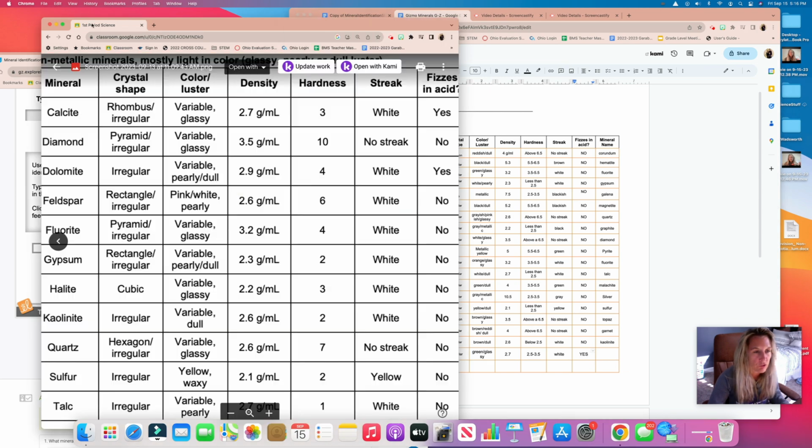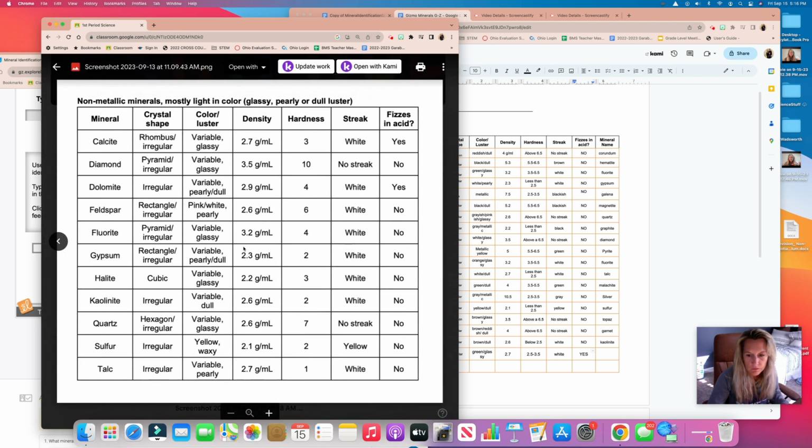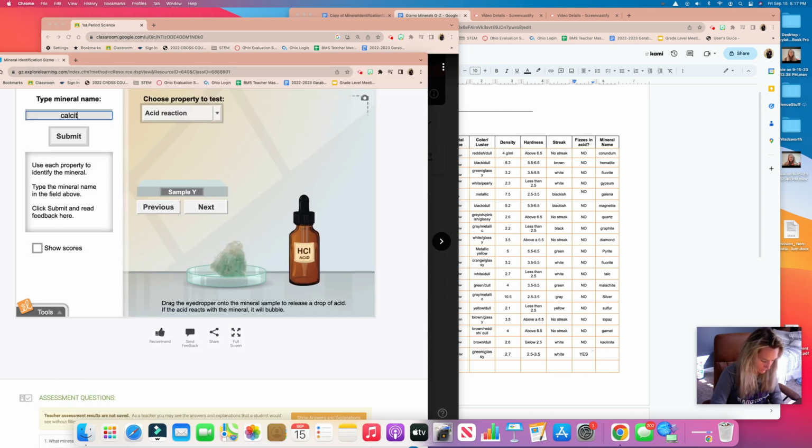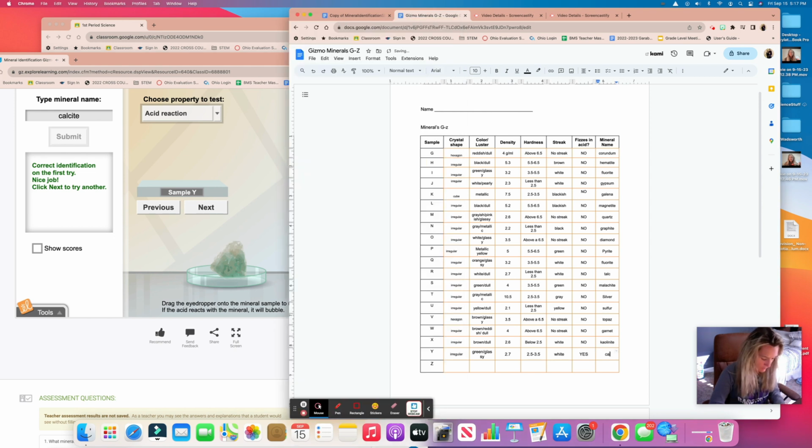So let's go ahead to our chart. Look for a density of 2.7. Could be talc, but talc is too soft. 2.7. Could be calcite. Calcite definitely reacts with acid. Hardness of 3. Looks pretty promising. Let's take a look for any other 2.7s, which we don't have. So let's try calcite. All right, and we got it. Calcite is the only one that reacts with acid.